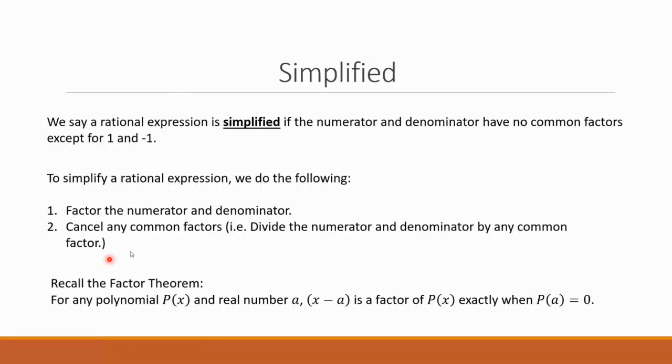All right, so that's just what it means to be simplified. Okay, so we know what it means. How do you actually pull that off? Well, that's what I have here. Really, you just factor the numerator and denominator, and you just cancel any common factors. Mathematically, when you cancel, you're actually doing something like this. You're dividing by that common factor.